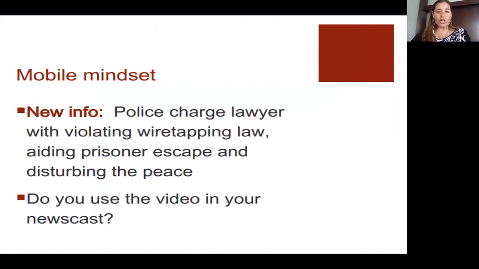The police charged the lawyer with violating a wiretapping law, aiding prisoner escape, and disturbing the peace. So now the question is, do you use the video now? I think in this case, this makes it potentially more newsworthy, because they're charging someone for videotaping officers, which here in the US is allowable, and you are not helping anyone escape by putting your phone up and recording an incident. And if the police then tried to take the phone of the lawyer who's recording, or anyone else who's recording, I feel like that makes it almost more newsworthy and more of a reason to potentially use the video.